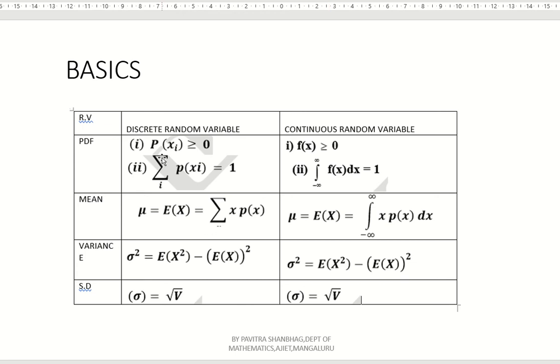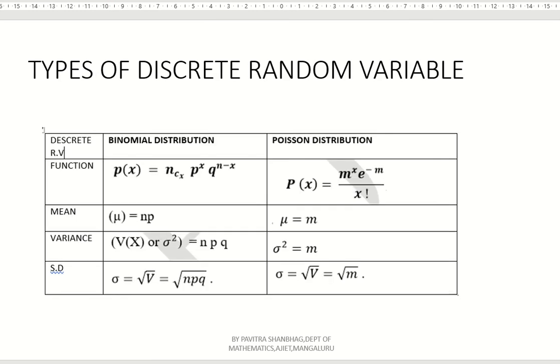Now we have discussed discrete random variables in the previous class. What are the types of discrete random variable? In the case of discrete random variables, there are two types of distributions. One is binomial distribution and another is Poisson distribution, right? Now what is the probability function for binomial distribution? P of x equals nCx p power x into q power n minus x. What is meant by p and q? P represents the probability of success, q represents the probability of failure. And for Poisson distribution, p of x equals e power minus m, m power x divided by x factorial.